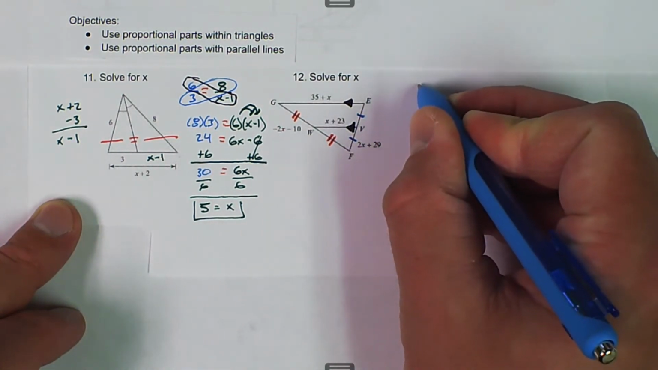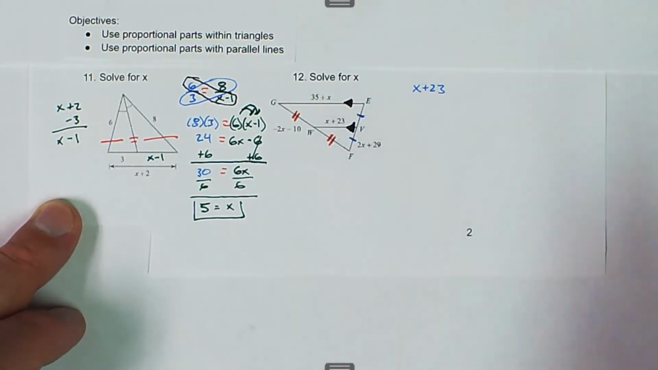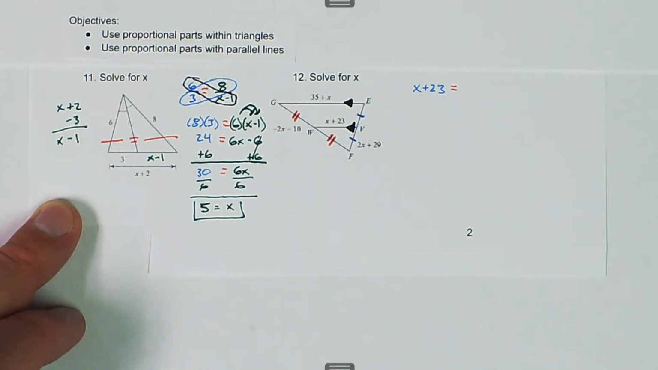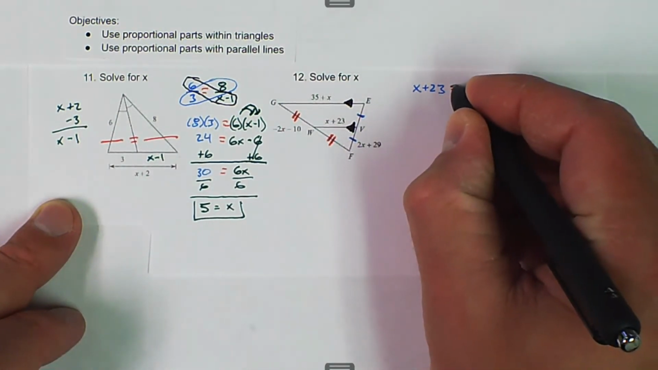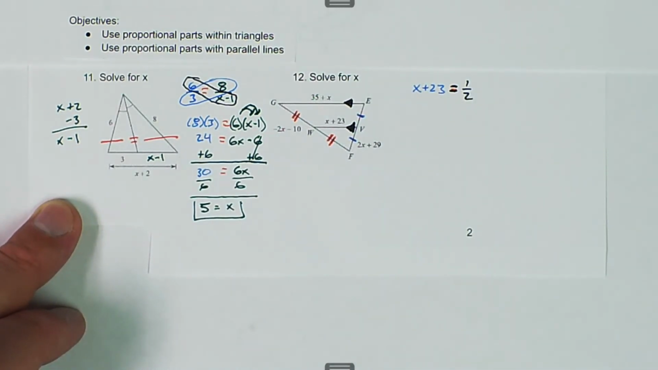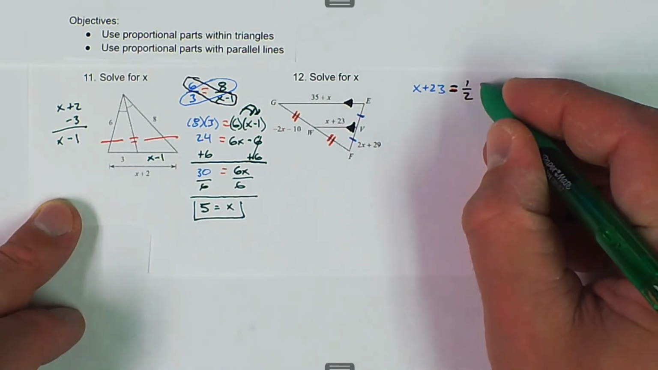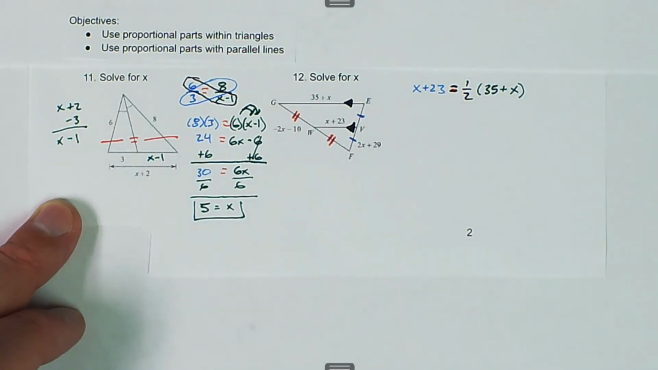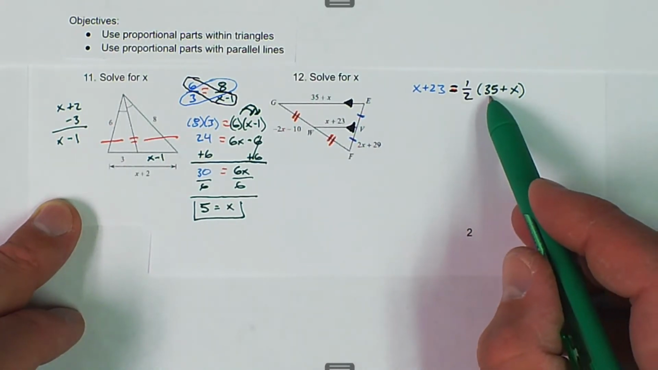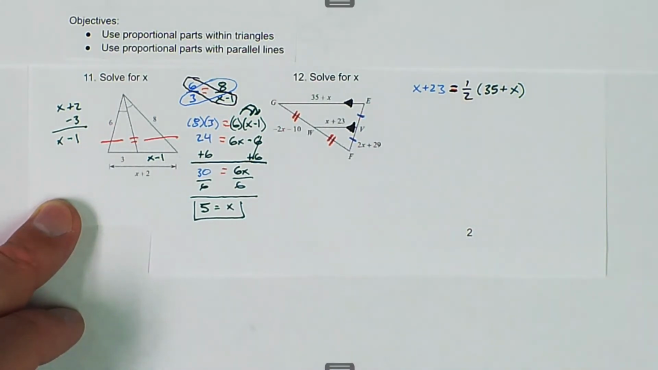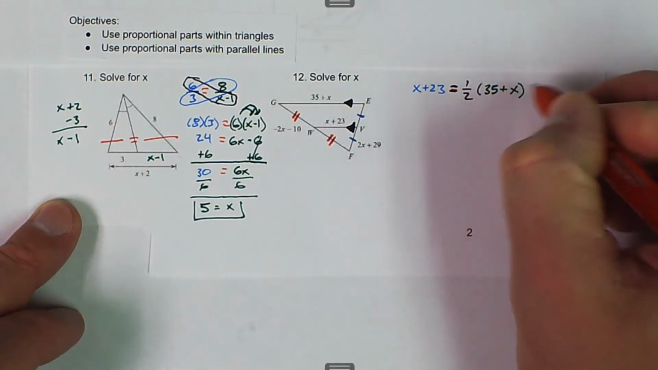So we can say x plus 23 is equal to 1/2 of 35 plus x, because that's never going to change. Now, we could distribute the 1/2 in, but 35 is odd, and then that would leave us with a 1/2 x. So we could just get rid of this 1/2 altogether. And the way that we do that is we multiply both sides by 2.